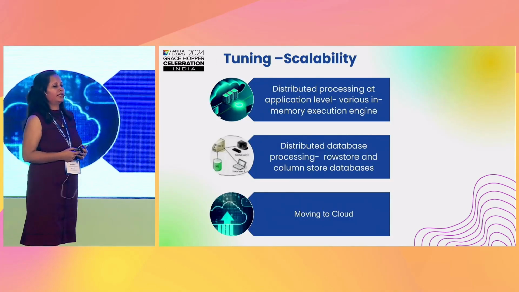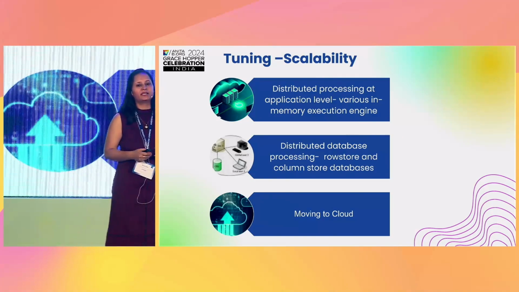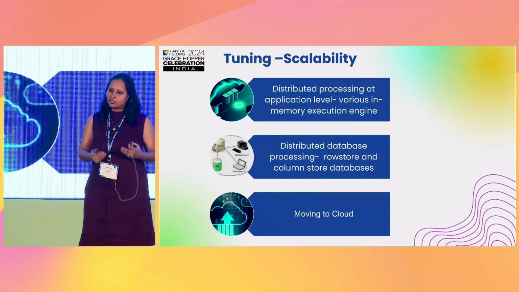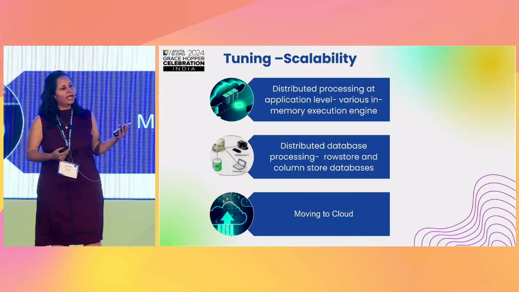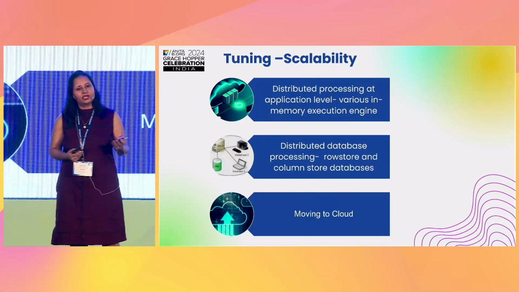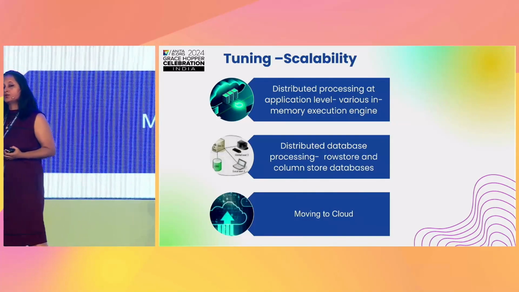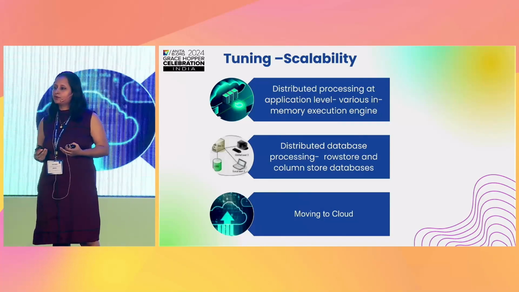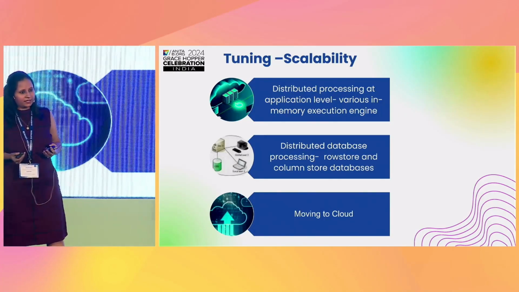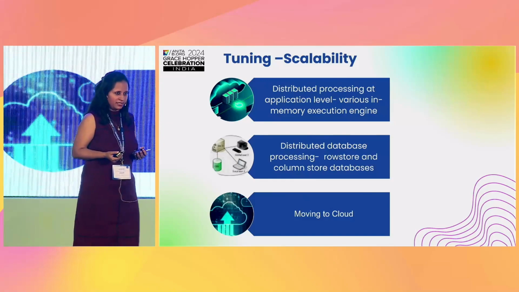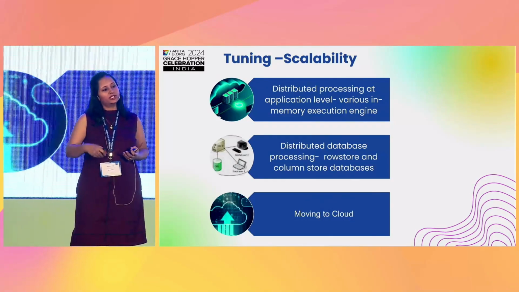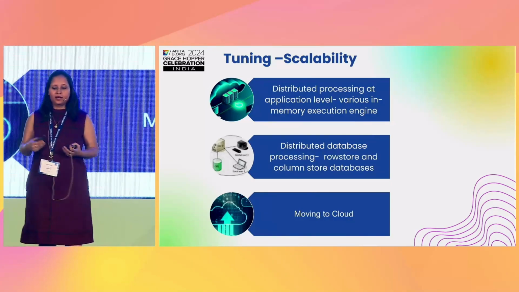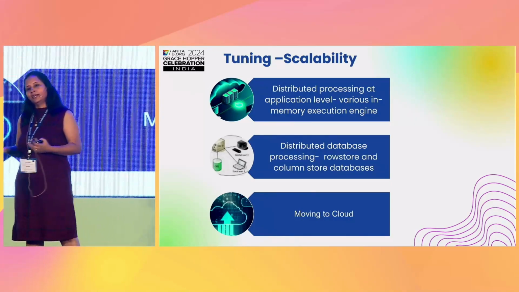Now when it comes to scalability, what comes to our mind is distributed processing. We should be able to process our data in a distributed manner, first at the application level. At the application level, we have various execution engines which work with in-memory processing, which is fast, and which also works in a distributed manner. Flink is there, Spark as an execution engine is there. It depends on the use case which execution engine we want, so that it can do the processing in a distributed manner.